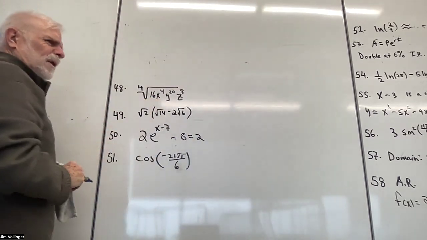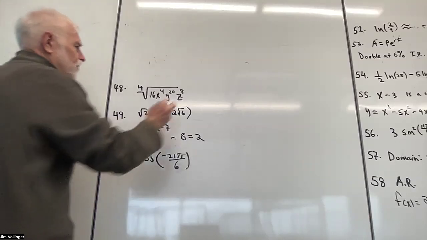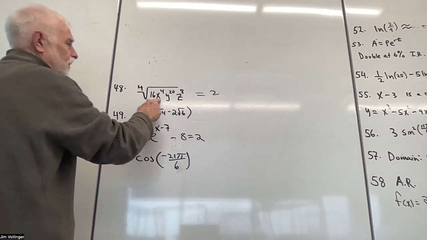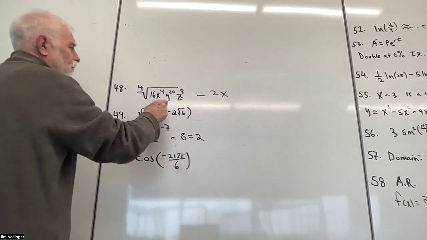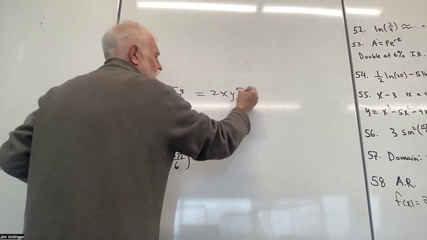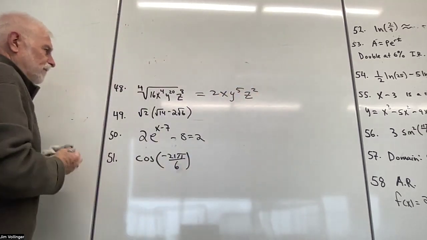All of these are perfect quartics. Hope I can use that term. 4th root of 16 is 2. The 4th root of x to the 4th is x. The 4th root of y to the 20 is y to the 5. And the 4th root of z to the 8 is z squared. And the numbers speak for themselves.